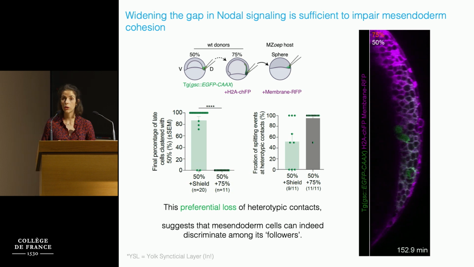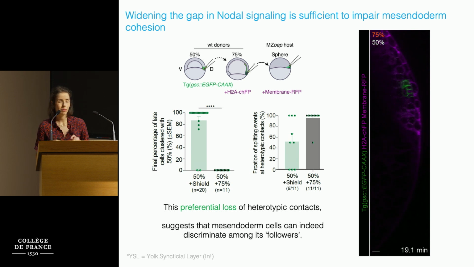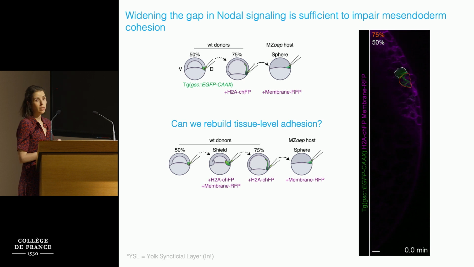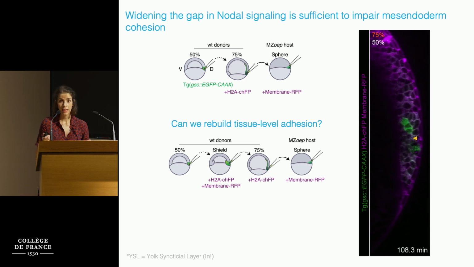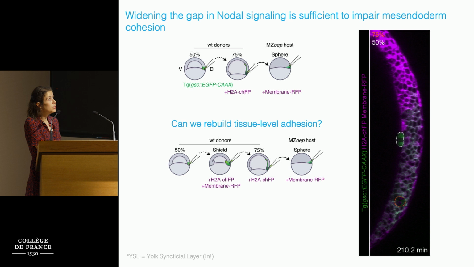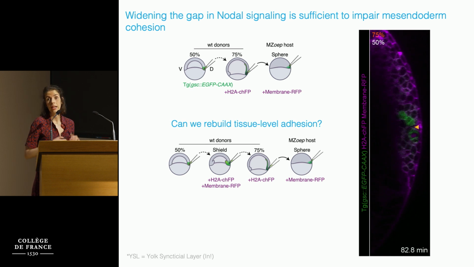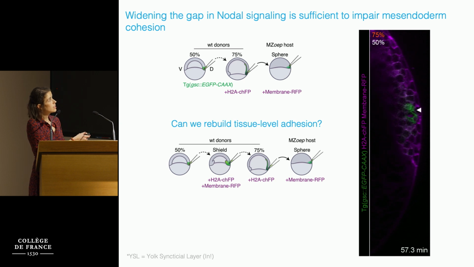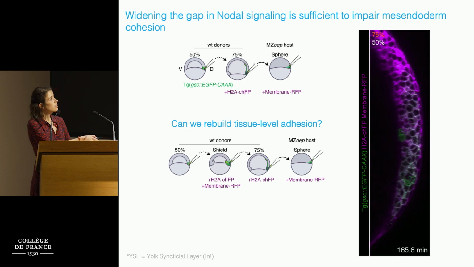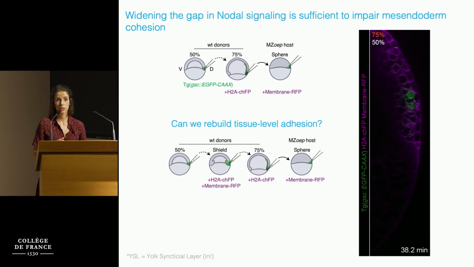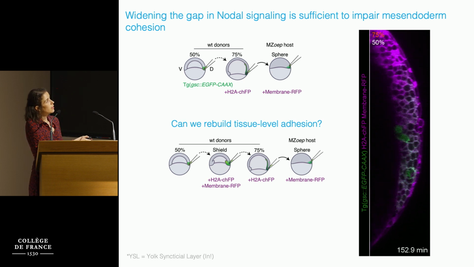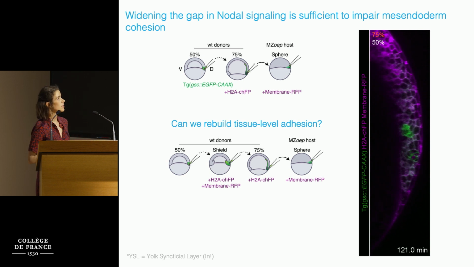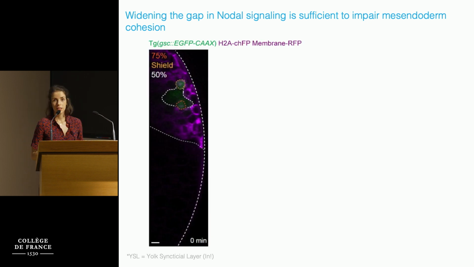Now, this seems to support our model, but of course, the ultimate test, what you really want to do, is to rebuild tissue-level adhesion. So the idea then is that if you actually rebuild the gradient in your transplant, that should do it, right? Because now you have the two extremes, the leader cells that are very high in nodal, the late followers that are very low in nodal signaling, and you can just provide the intermediate levels of nodal signaling by providing those intermediate cells. Of course, it's easier said than done.